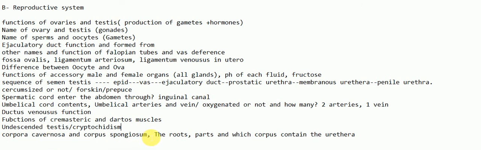And the corpus spongiosum, which is only one, is the one that contains the urethra, and this is where the name spongy urethra came from. We know that it's spongy urethra or penile urethra. Both of them are okay. So why do you call it spongy urethra? Because corpus spongiosum is the one that contains the penile urethra or the spongy urethra.